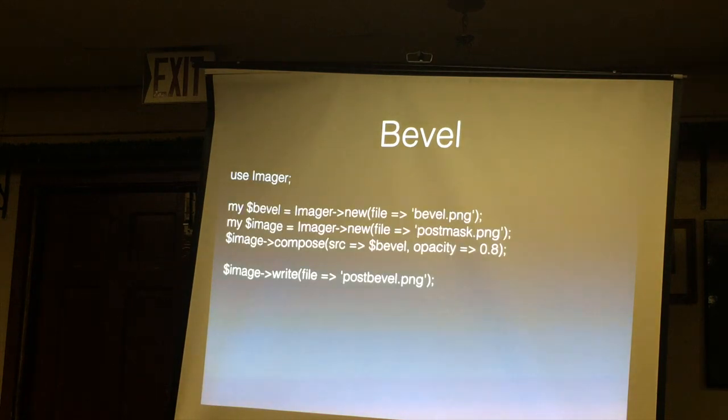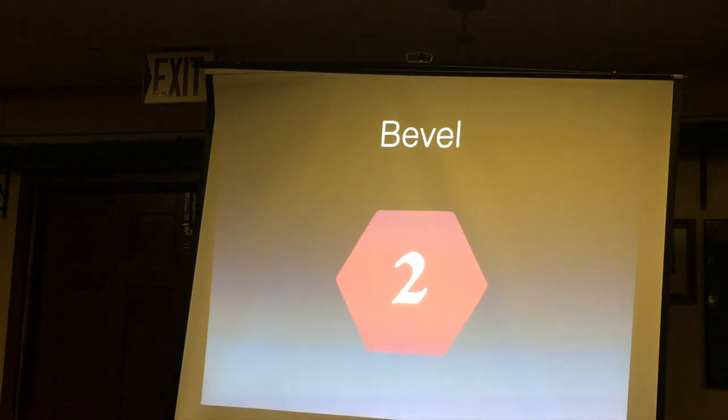The code for this is really simple, way simpler than the other thing. First, we're going to load in our bevel image, and then we're going to load in the image that we created on the last step, which is our hex. And then we are simply going to compose the bevel over the top of that hex image, and we're going to change the opacity to 80%. And that's going to give us our nice transition of purples as we look at our bevel. Does that make sense? So, again, here's my little animation to show you what's happening there.